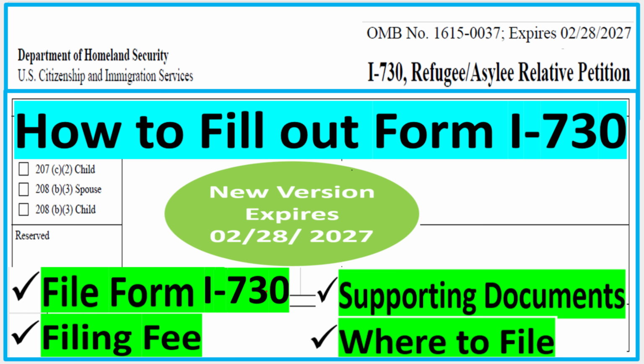In today's video, we are going to talk about how to file Form I-730, which is the Refugee or Asylee Relative Petition. We are going to talk about the filing fee, supporting documents, and where to file.